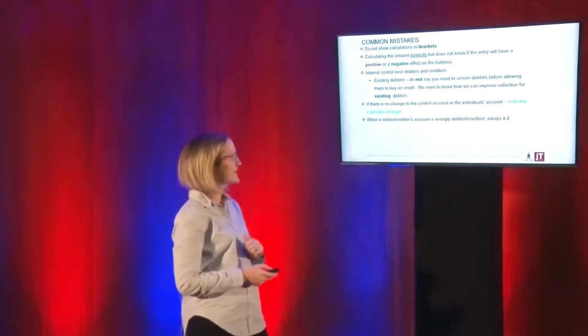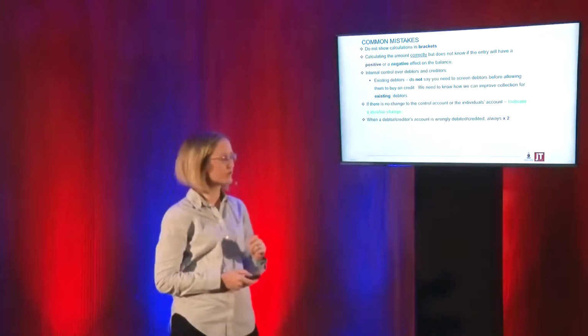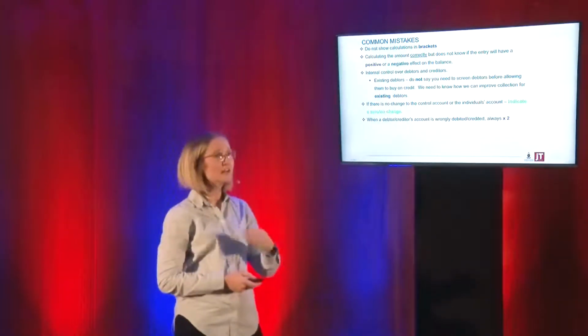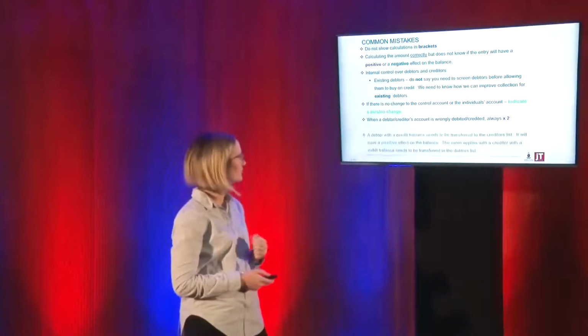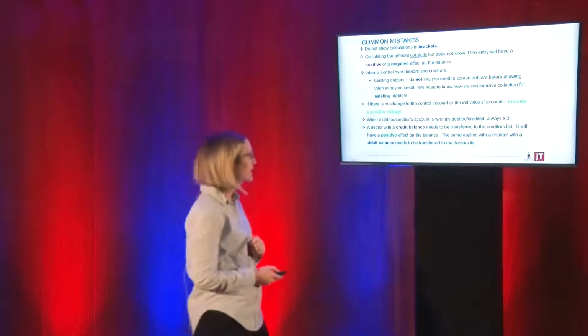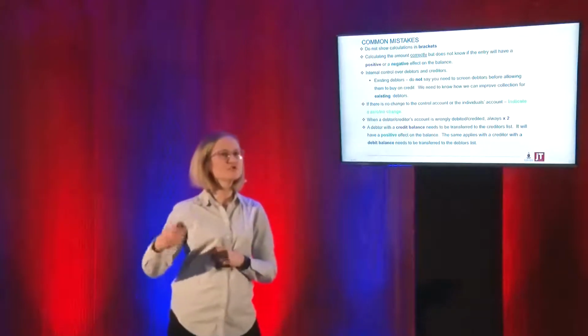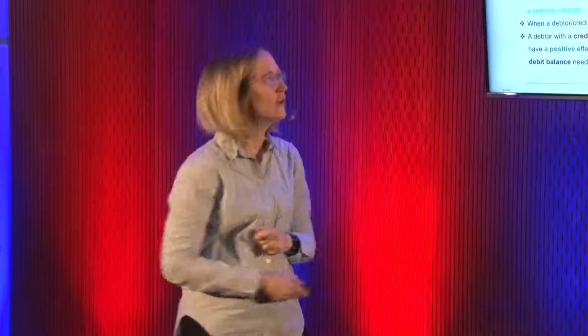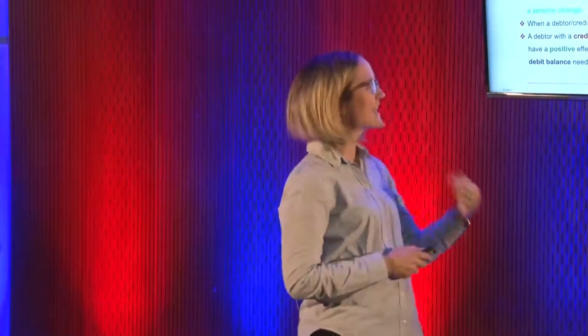When a debtor's or creditor's account is wrongly debited or credited, we've shown an example, it is always ×2. A debtor with a credit balance needs to be transferred to the creditors list. It will always have a positive effect on the balance. The same as when a creditor has a debit balance, it means negative. We need to transfer that to the debtors list. Then it will also have a positive effect. This is a common mistake.